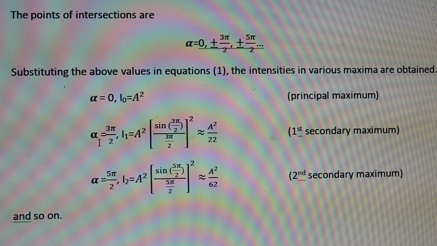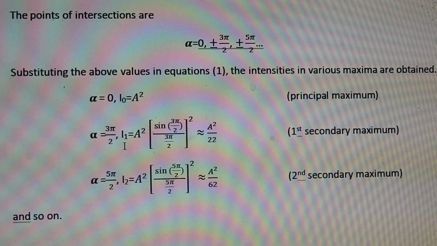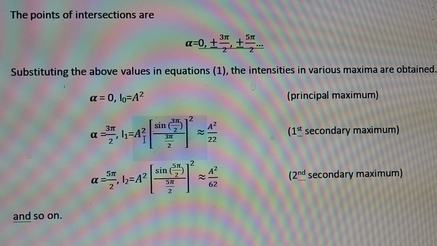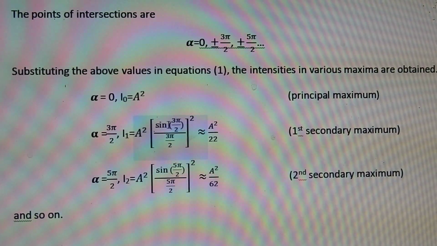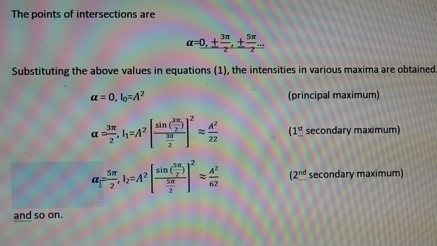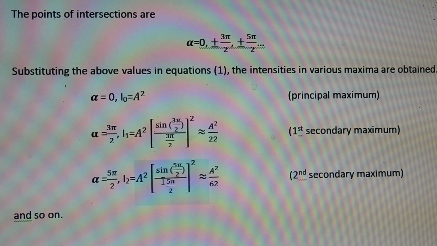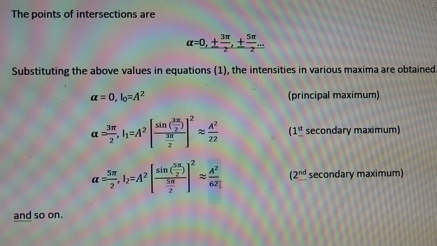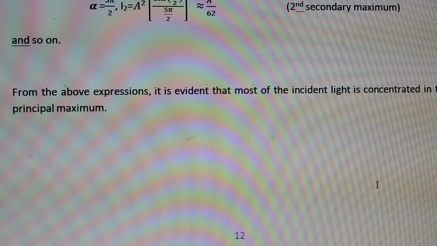So if I substitute alpha is equal to 3 pi by 2, then I1 is equal to A square (sine of 3 pi by 2, divided by 3 pi by 2) whole square. So nearly equal to A square by 22, the first secondary maxima. So again alpha is equal to 5 pi by 2, if I write I is equal to A square (sine 5 pi by 2 by 5 pi by 2) whole square. It's another secondary maxima, and so on.